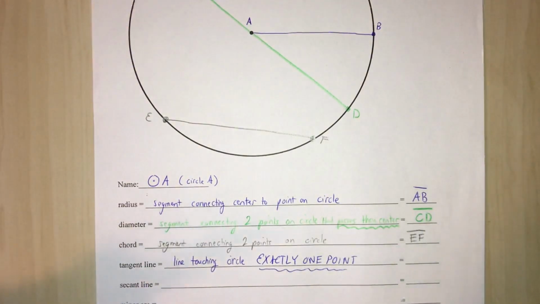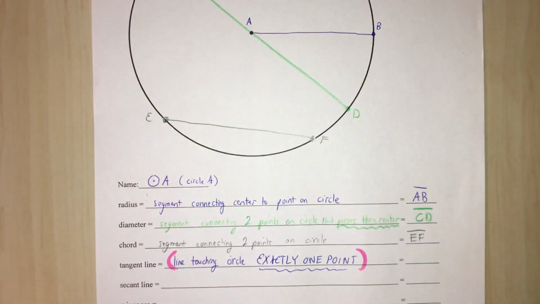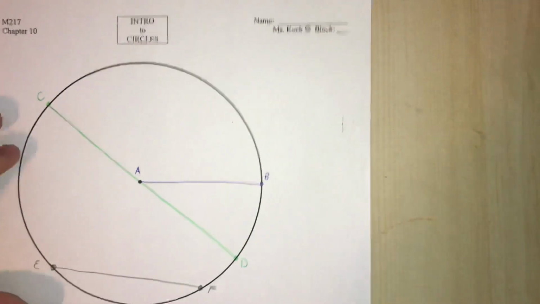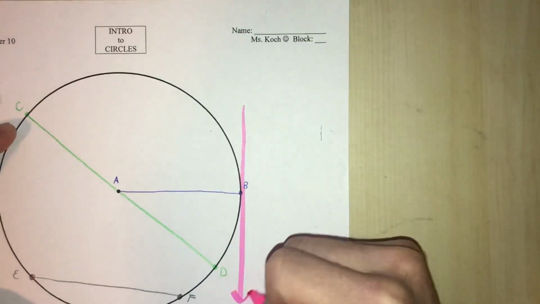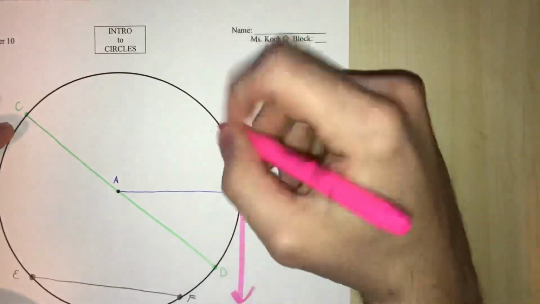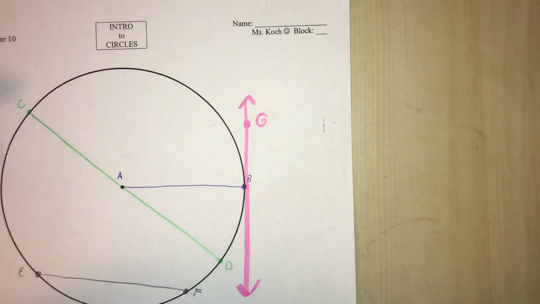So a tangent line is a line touching the circle at exactly 1 point. I'm gonna put this in pink so we can kind of see that. So what that's gonna look like in our picture is just like this. And we can call this point G, and then have that still be point B. So what this tangent line does is it basically just grazes the side of a circle. It's only going to touch at 1 point, no more than that, only 1 point.